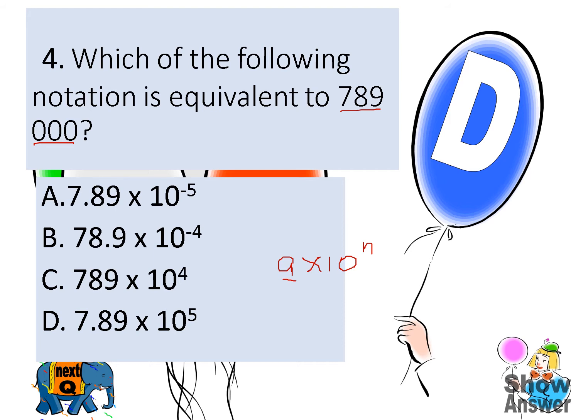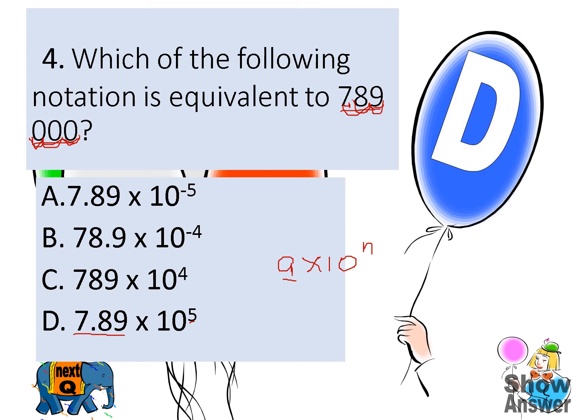It's understood that the decimal point is here because it's a whole number, so it's at the end of the last zero. So we'll move to the left 1, 2, 3, and then 4, and then 5. We'll stop here since our first factor should be greater than or equal to 1 but less than 10. So we have now 7.89 times 10 to the power of 5 since we moved 5 places to the left. So that is why the answer is letter D.